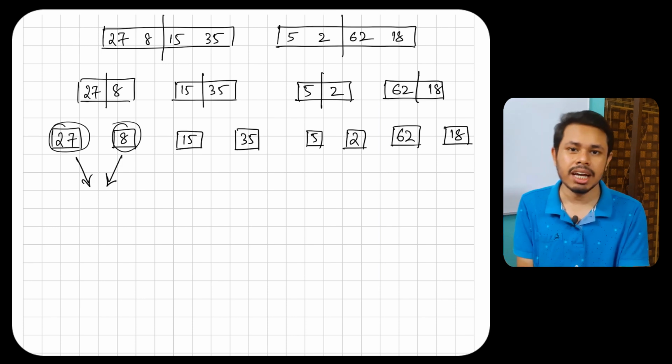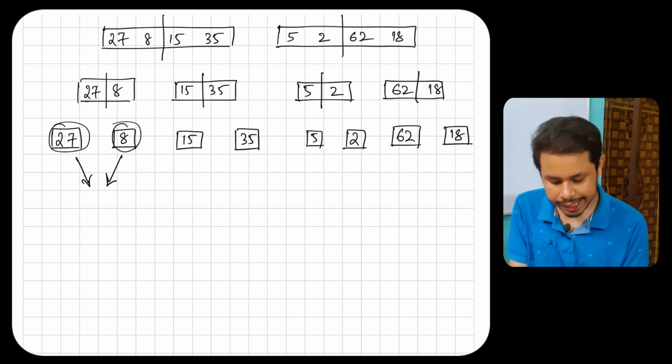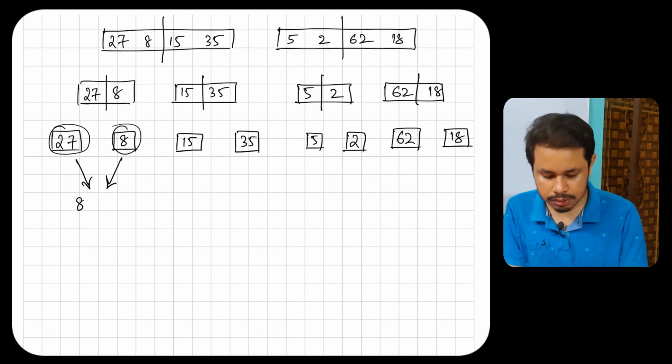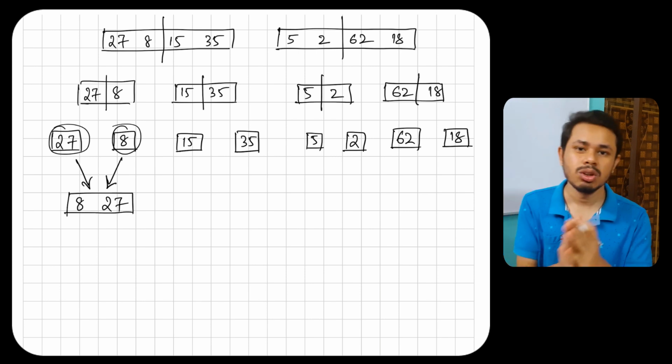To form a new array having 2 elements which will be already sorted. How can you do that? Which is smaller? 8 is smaller. Put 8 in the first place. Which is bigger? 27. So this is our already sorted array having 2 elements.